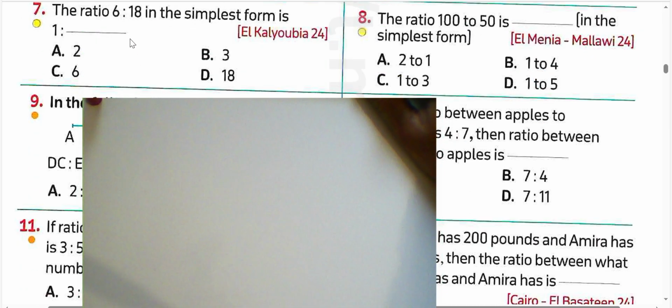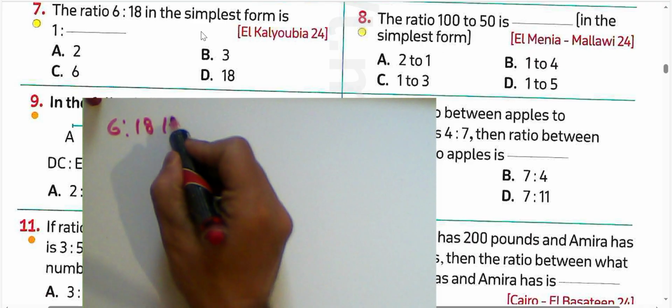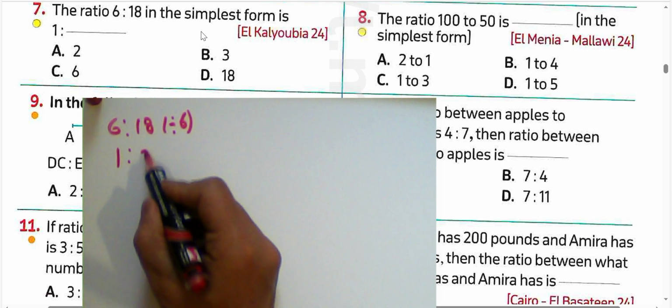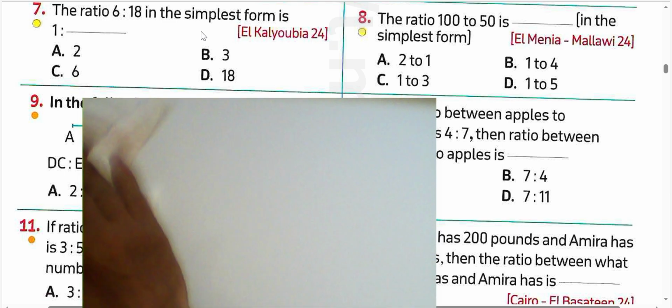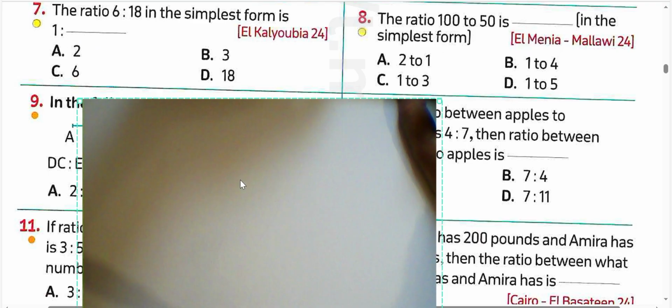Ratio 6 to 18, simplest form. We can divide by 6. 6 here is the highest factor between the two numbers, and 18 divided by 6 equals 3. Then the answer will be 1 to 3. Write 3 here. The solution will be 3, 1 to 3.